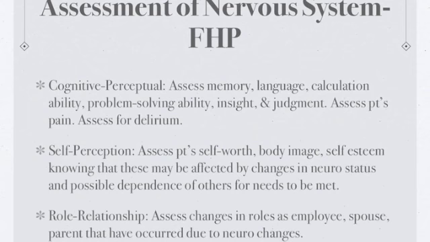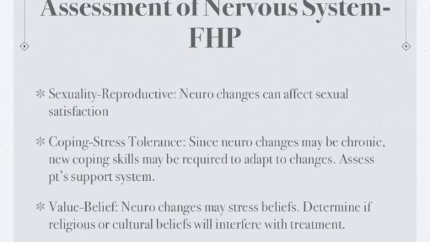Very, very important. Role relationship. How are the changes that have affected their neurostatus affecting their role? And don't forget that there are several roles, and we have them listed here as employee, spouse, and parent. Those are just a few roles that may affect their ability to feel good about themselves or perform. So we're kind of intermingling a few of these, which is why we don't ask a lot of questions about those. Sexuality, reproductive. We know that neuro changes can affect sexual satisfaction. Tread lightly on this one. You definitely want to assess for it, but you're going to have to ask some intimate, leading questions for that as well.